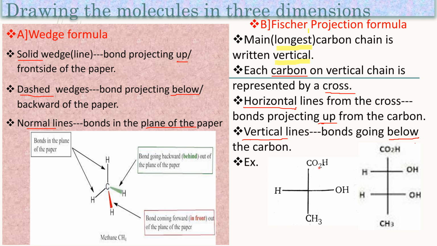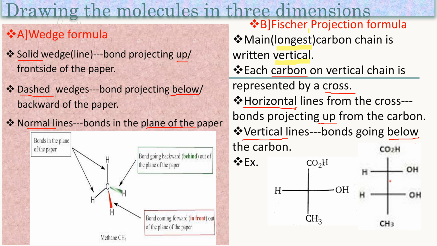Now what is this molecule? It is CO2H, CO2H means COOH. That means it is a carboxylic acid. Then, at this central cross, there is one carbon, CHOH, and CH3. So this is the carboxylic acid with 3 carbon atoms having one OH group substituent at the middle carbon atom.